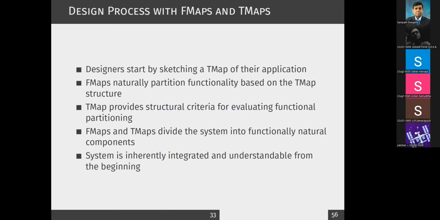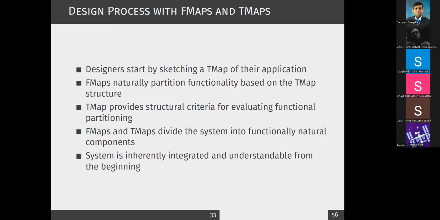So the type map provides, as I discussed, structural criteria. How do you evaluate functional partitioning? F maps and T maps divide the system into functional, natural components. Because once you realize how the structures and functional divisions are, then you understand the natural division of the components.